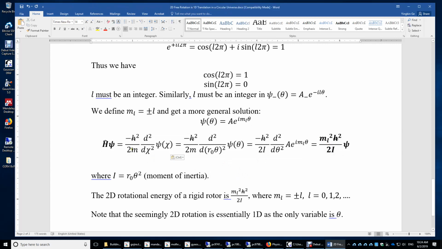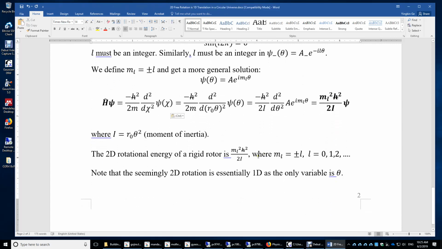We will determine the rotational energy for this two-dimensional rotation. How do we do that? Very simple. We just apply this Hamiltonian to ψ. The potential energy is 0. This is just the kinetic energy. And this χ equals r0 times θ. We plug it in here, and this I is simply the moment of inertia. The result is simple. We get this eigenvalue times the wave function. The eigenvalue is m sub L squared times ħ squared over 2I, and m sub L can be plus minus L, and L is 0, 1, 2, 3, and so forth.